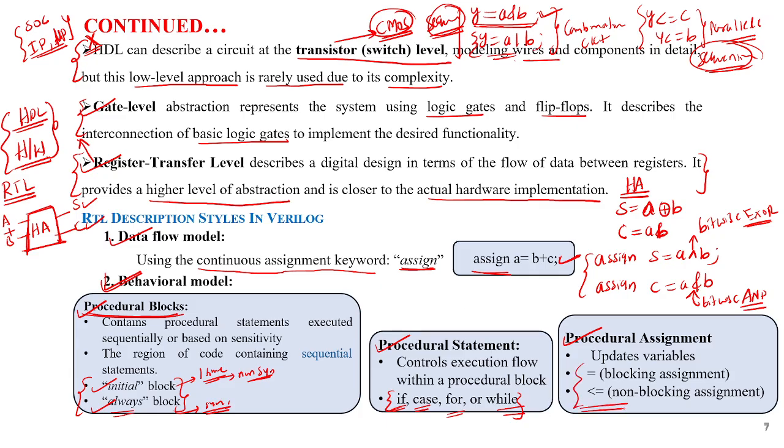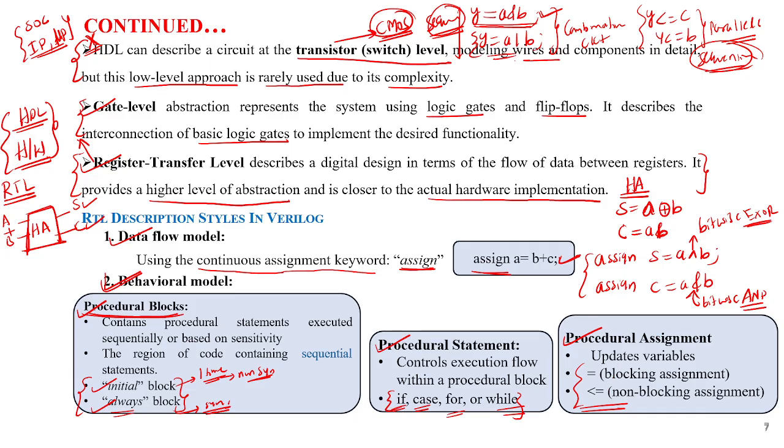So basically in behavioral modeling we'll use the procedural blocks, that is initial and always, and procedural statements, those are nothing but if, case, for, while statements, and we'll use the procedural assignments, those are nothing but blocking and non-blocking assignments. Okay, did you understand?